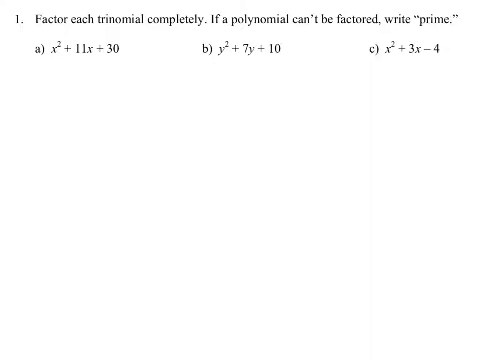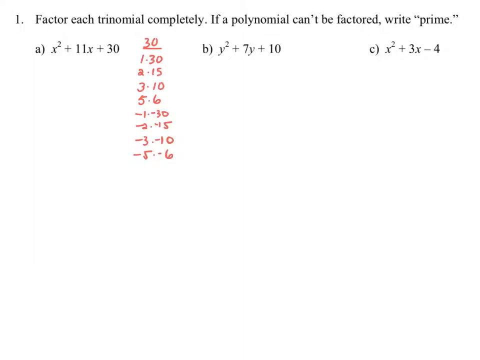Here we're looking at the first polynomial, x squared plus 11x plus 30, also called the trinomial. In order to factor this, we look at the last term, which is positive 30, and we list the factors of positive 30. It could be positive 1 times 30, 2 times 15, 3 times 10, 5 times 6, or any of these negative as well. Negative 1 times negative 30, negative 2 times negative 15, negative 3 times negative 10, and negative 5 times negative 6.